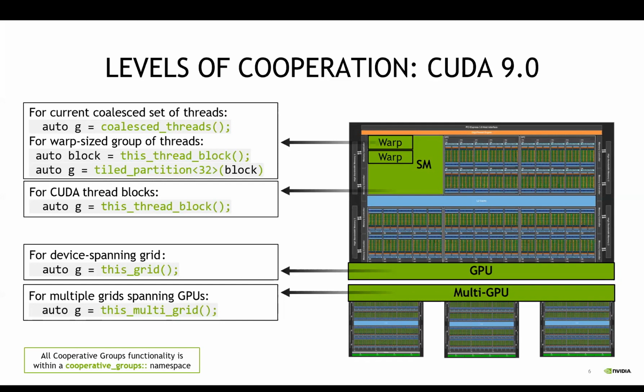One thing I will point out is that the grid-wide group and the multi-grid group do require specific kinds of hardware support, and that hardware support was introduced in the Pascal generation of GPUs. So if you're trying to use a GPU prior to the Pascal generation, you wouldn't have access to that. Of course, Summit and Cori have Volta GPUs in them, so no issues there. All of this functionality should be available.